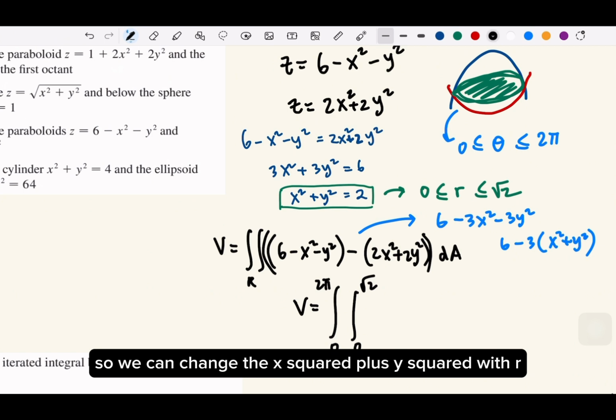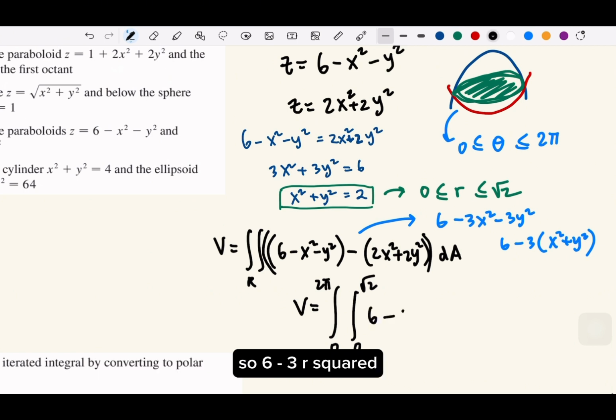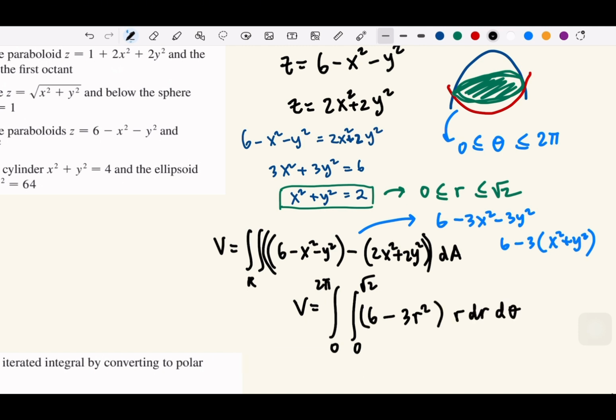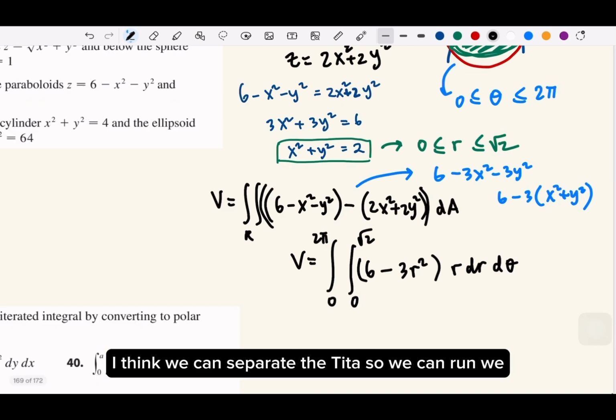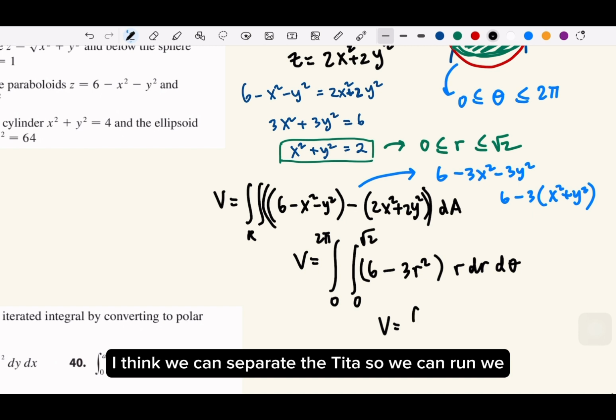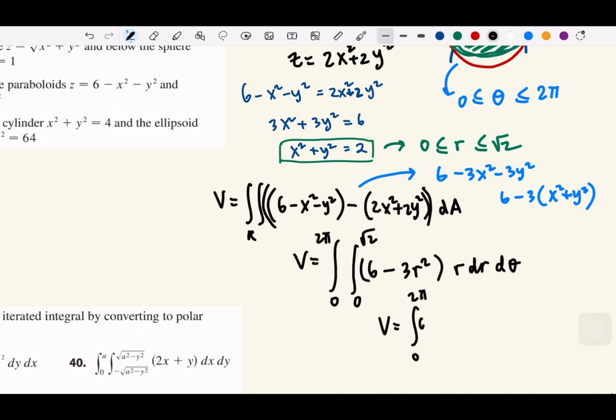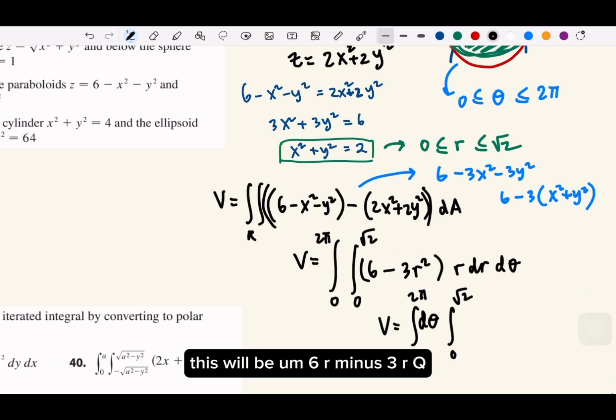So we can change the x squared plus y squared with r. So 6 minus 3r squared. This is r, dr, d theta. I think we can separate d theta. So we could write v, this will be 6r minus 3r cubed.